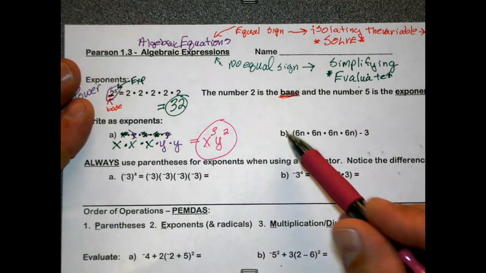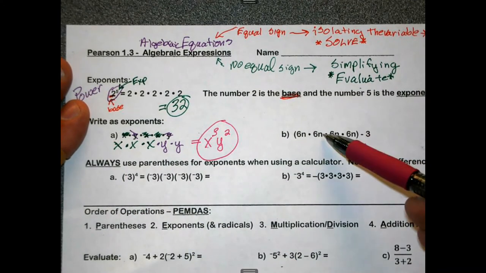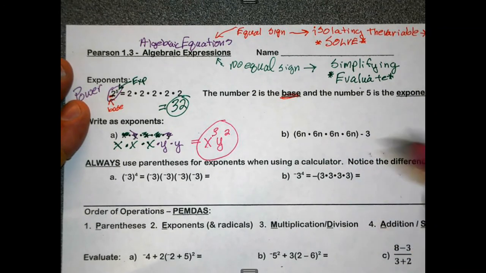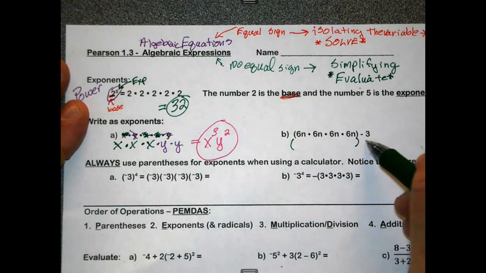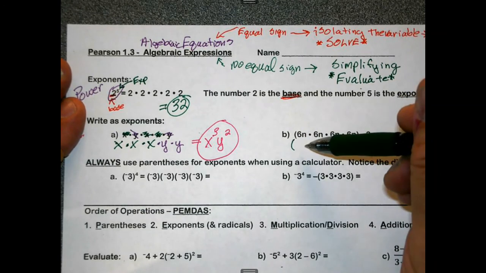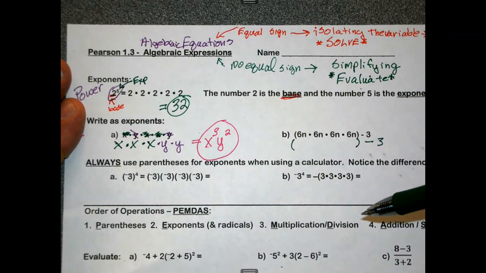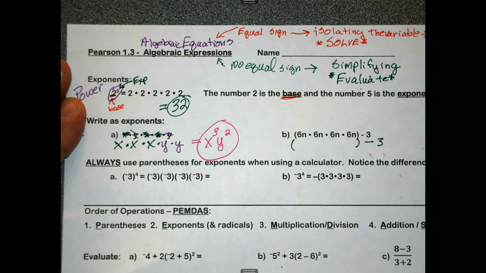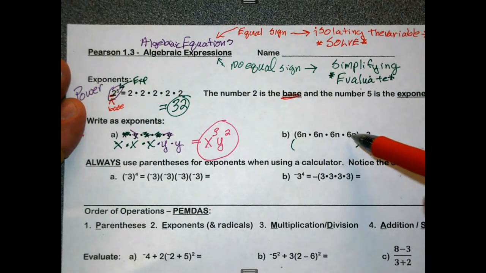All right. Now, B, we got to be careful. I only had multiplication in this problem, right? This one, I have multiplication and subtraction, right? Okay, so I got to be careful. I'm going to keep the parentheses here to keep them separate. I got my minus 3 out here. Now, 6n. What mathematical operation do I have between the 6 and the n? Multiplication, right? So I actually have 6 times n times 6 times n times 6 times n times 6 times n.